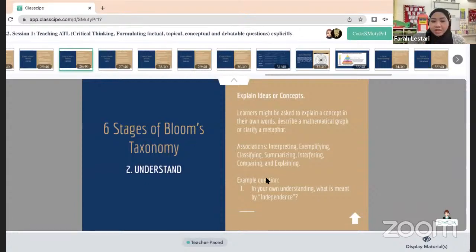An example question in understanding would be, in your own words, in your own understanding, what is meant by independence, for example. So it's actually a concept you would like to introduce to them, but have the students paraphrase in their own words.